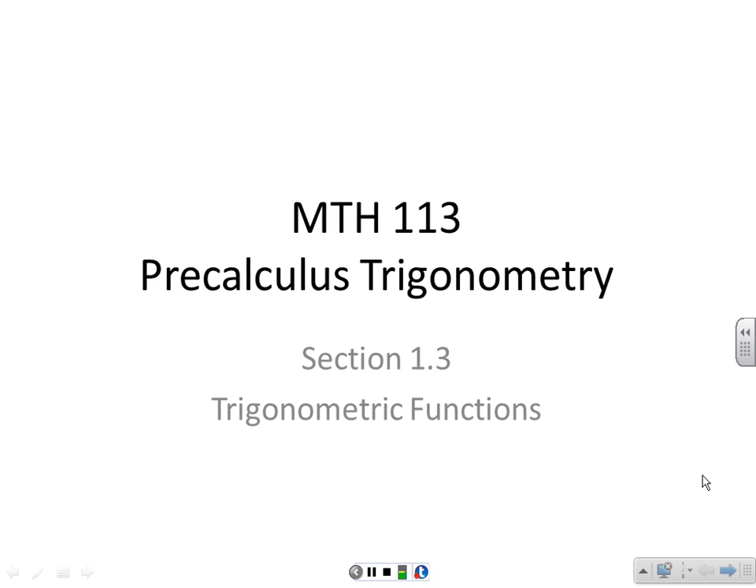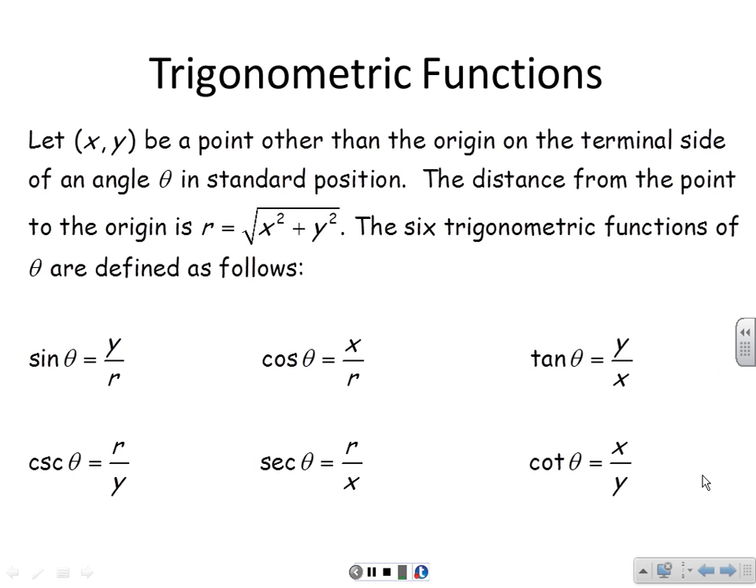Section 1.3, Trigonometric Functions. In this section, we're going to talk about trigonometric functions. If we let (x, y) be a point other than the origin on the terminal side of an angle, which we call theta, in standard position, the distance from the point to the origin is r, equal to the square root of x squared plus y squared. This is just your distance formula, or the Pythagorean theorem, taking the square root of both sides.